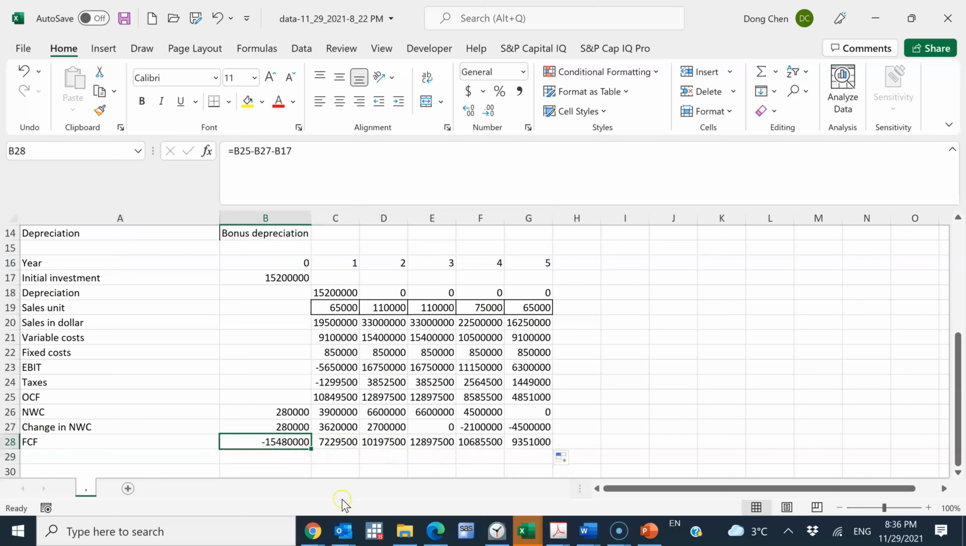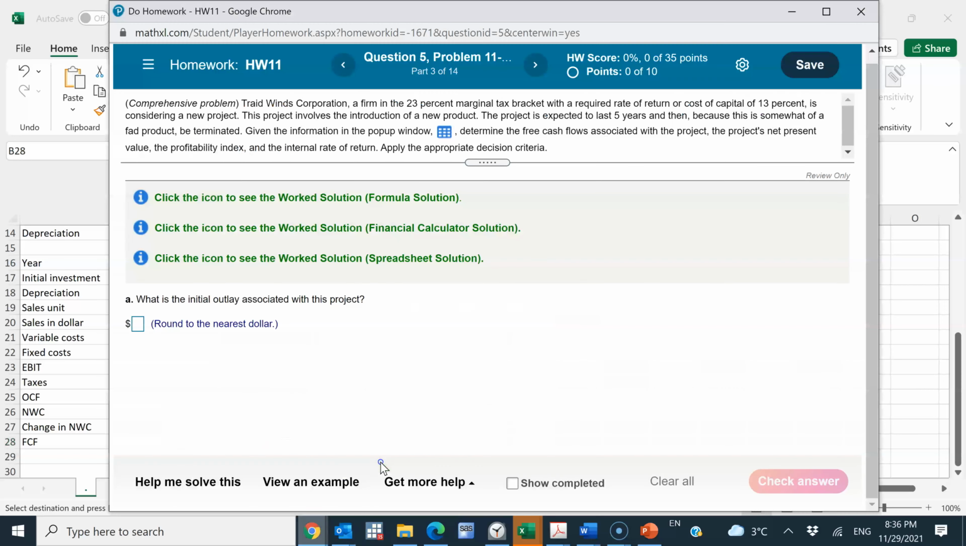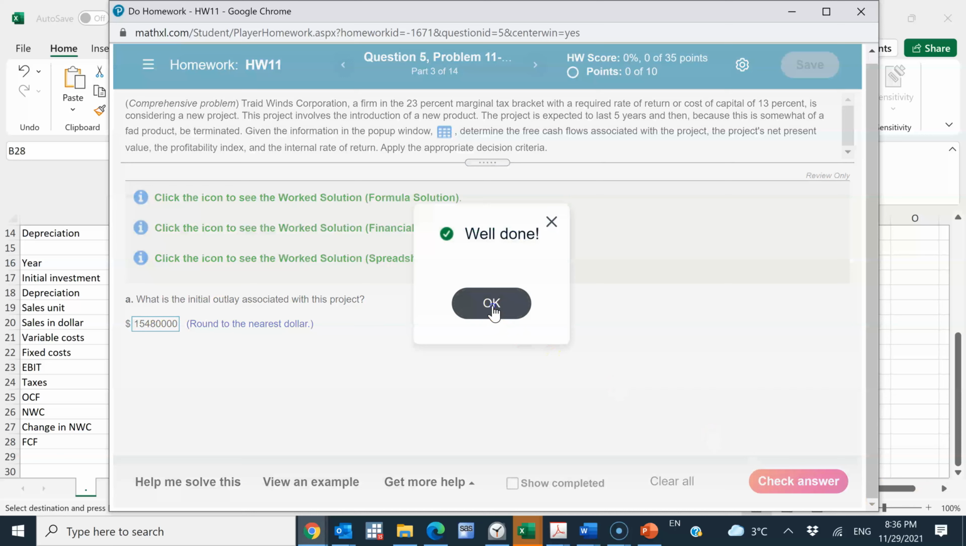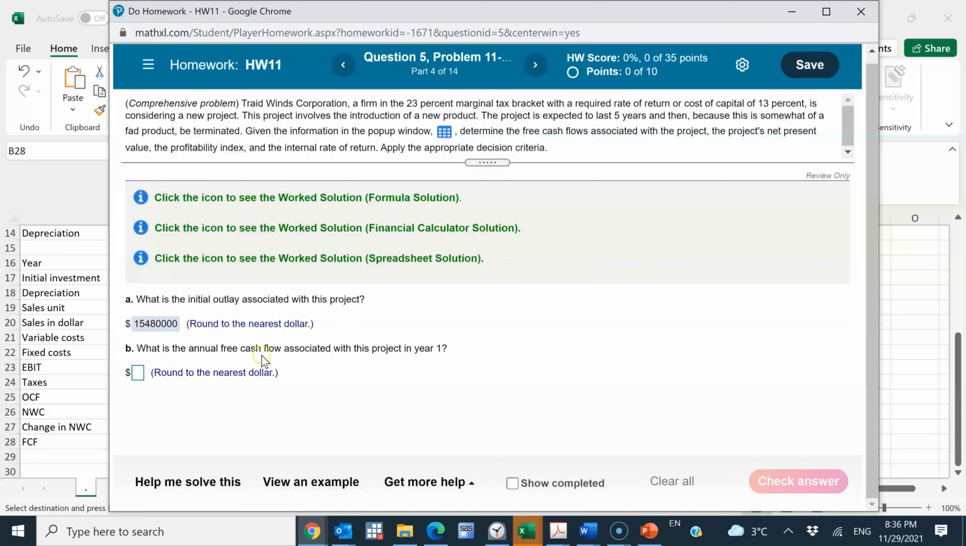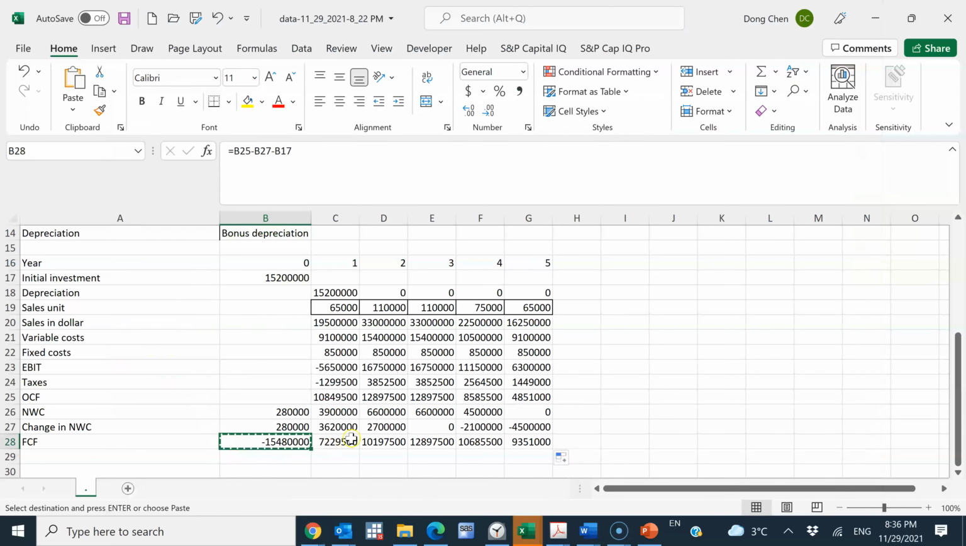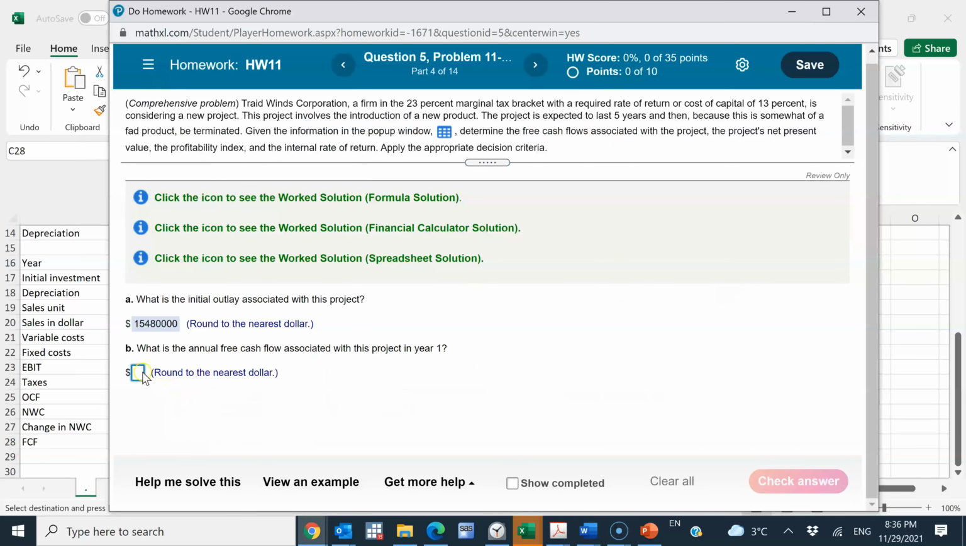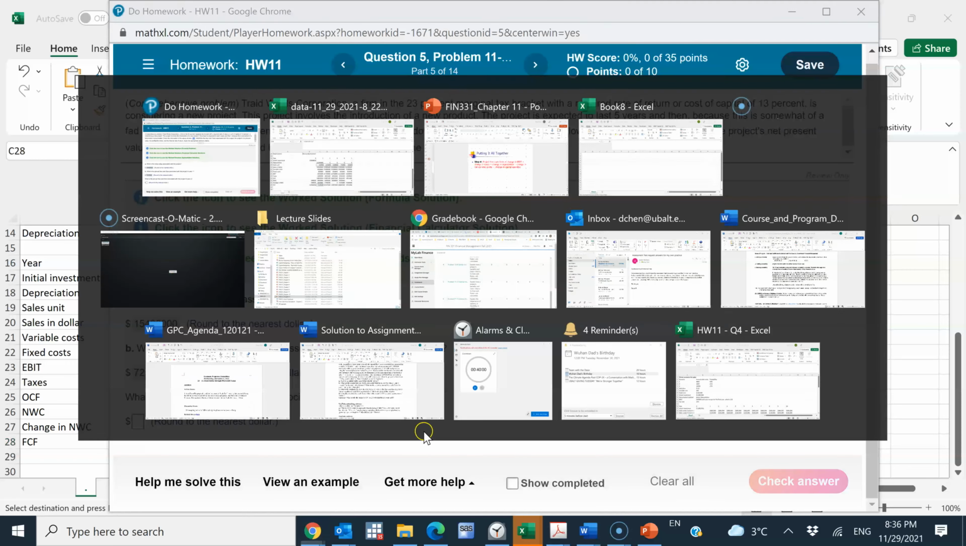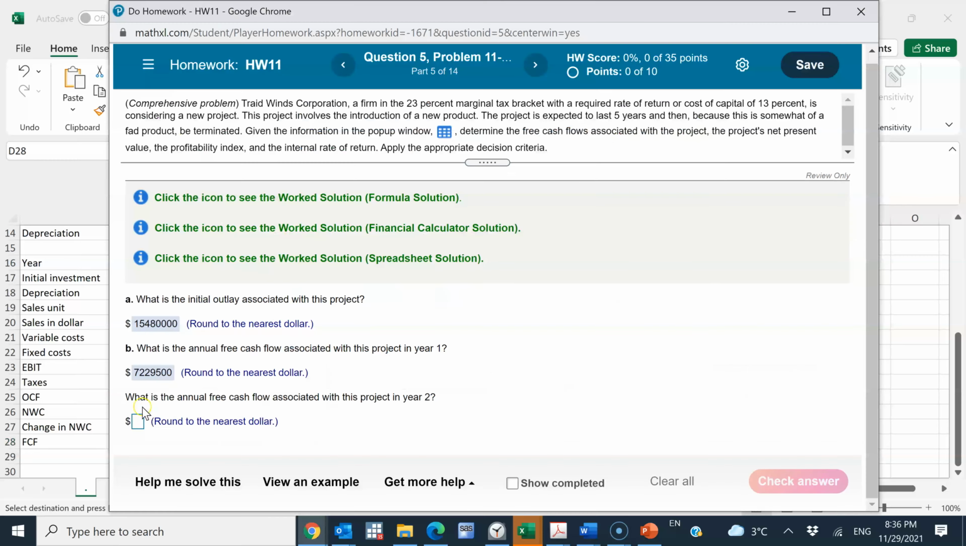So now I can copy the number back, because the first part of the question is asking what is the initial outlay associated with this investment, with this project. I'm just going to get rid of the negative sign, and this is the initial outlay, and check my answer. And then what is the annual free cash flow associated with this project in year 1? Again, just copy the number back, and check my answer. And year 2, continue to copy the number back.